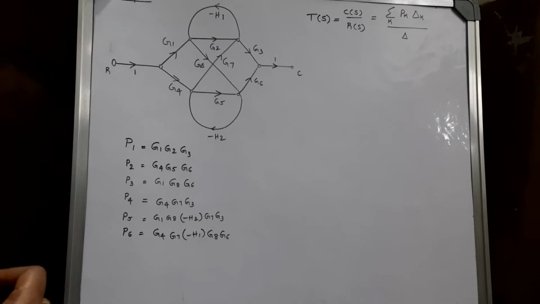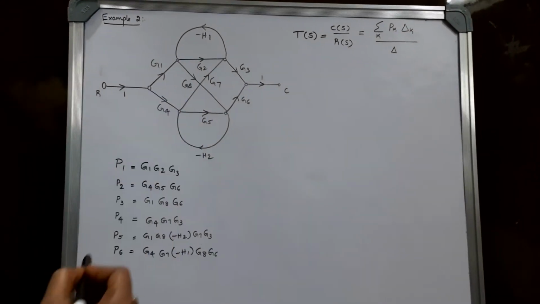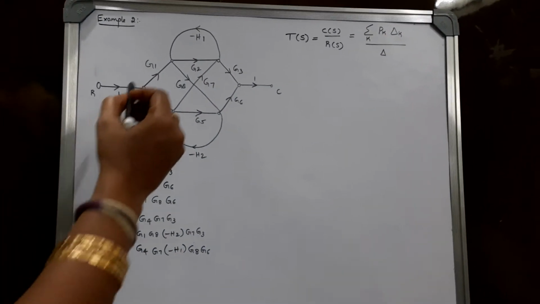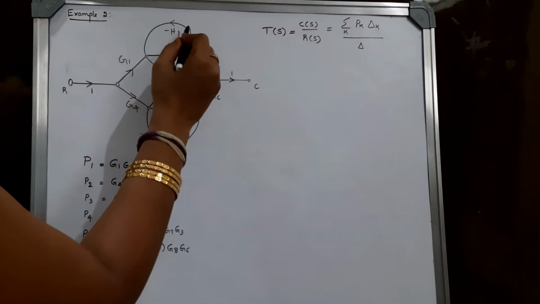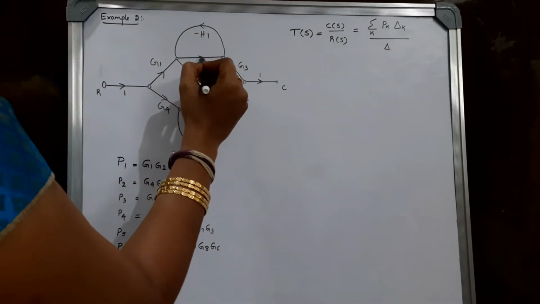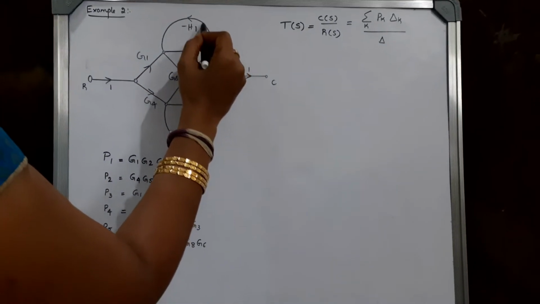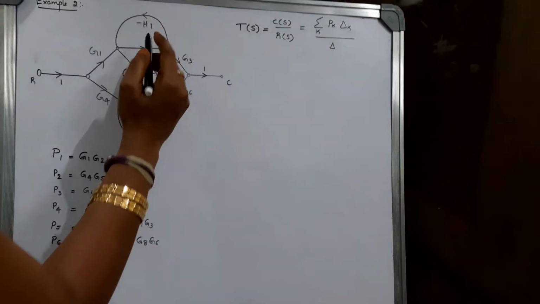Next is to find out how many loops are there here. So how do we define a loop? A loop is one which starts at the same node and then ends at the same node. So consider this loop. It's just going here and entering into the same node. I can treat this to be one loop.